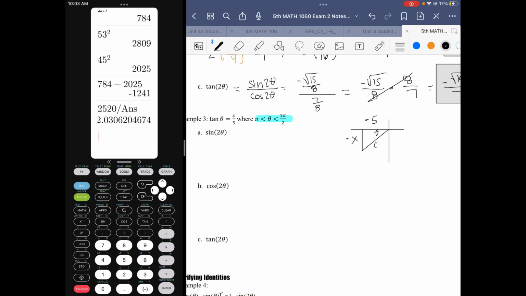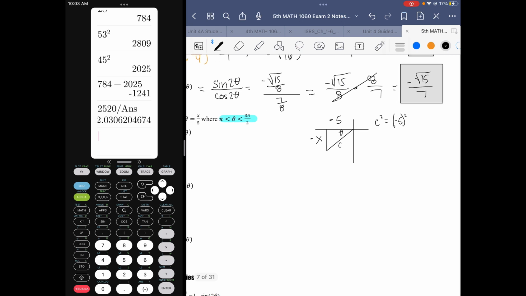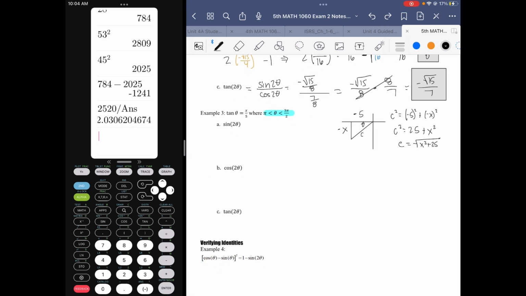We'll call it c. So your hypotenuse squared should be equal to a squared plus b squared. Well, negative 5 squared is easy. That's just 25. Negative x squared would be the same as just plus x squared. And therefore, your c value is the square root of x squared plus 25. Now, we can't go any further because we don't know what x is.